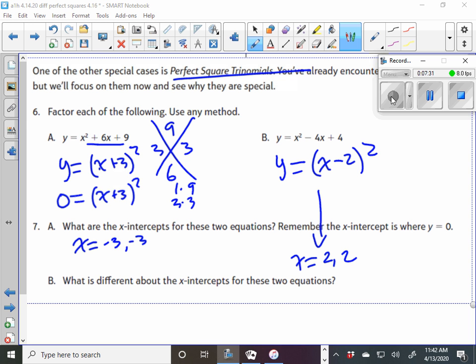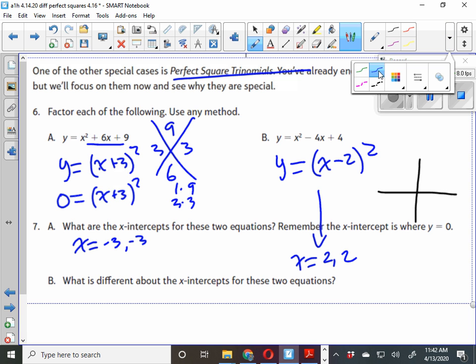So that's a situation where your vertex is on the x-axis. Both of these are facing up. We're trying to get you more information than you need right now, but this graph at 2 does something like this. This is what is the difference about the x-intercepts for these two equations. They're different because they have the same value, and therefore the vertex is on the x-axis.